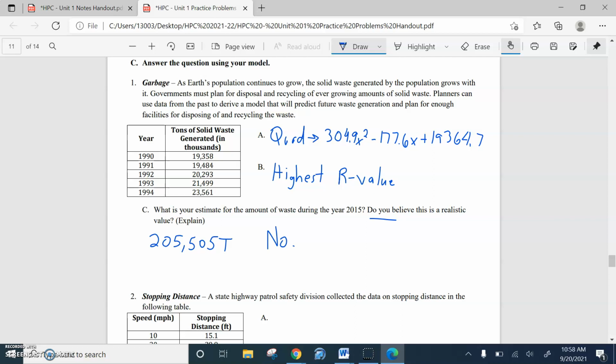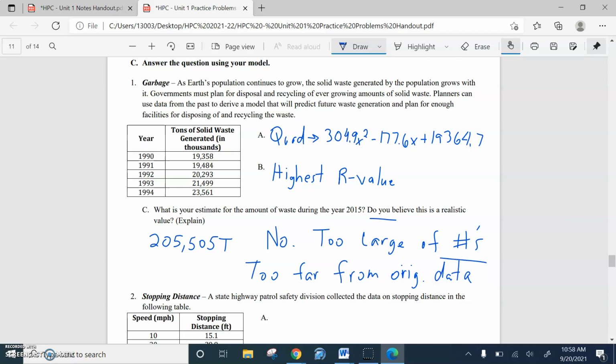The answer being no, too large. Again, I have to shorthand things because of the size of my screen. No, too large of numbers. Or you could also say too far from our original data. This is probably the more acceptable answer. It's too far from the original data. To go that far out from your data is kind of unrealistic to be able to be reliable.